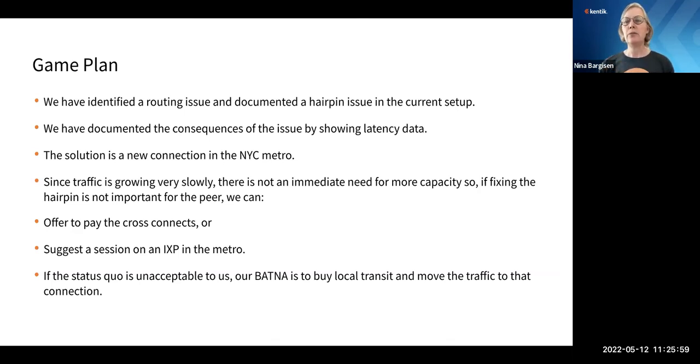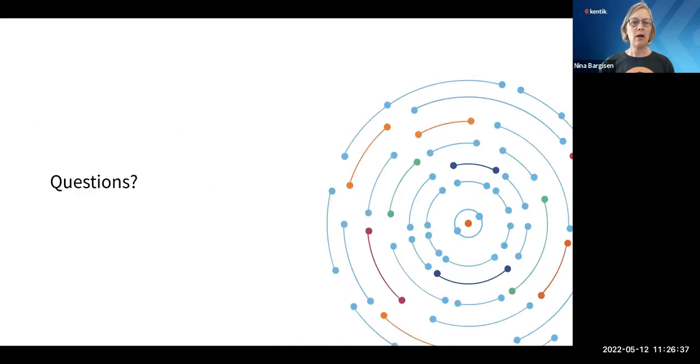We've also realized that we do not have a volume requirement. We do not need more capacity. So adding another connectivity will only be justified by fixing the hairpin issue. Maybe the peer doesn't think that's important, so we can offer to pay for more cross connects. We can offer to maybe use an IXP instead of using a private connection. And finally, we have found an alternative to the connection, which could be to buy local transit to carry exactly that traffic. And then I'm reaching the end of what I have to say.